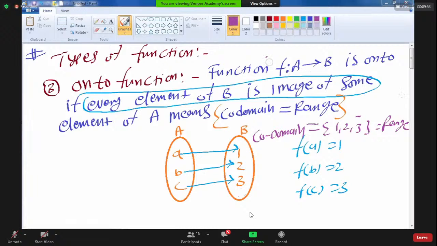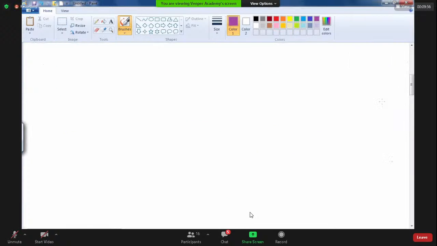Here you go. Next thing which we have is into function. Onto is done. So here we go, the fourth type, into function. So what is into function? Into function is quite easy. Whatever definition was written for the onto function, into function is exactly the opposite of it.